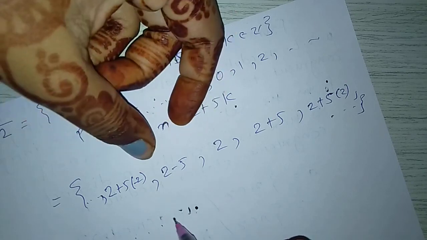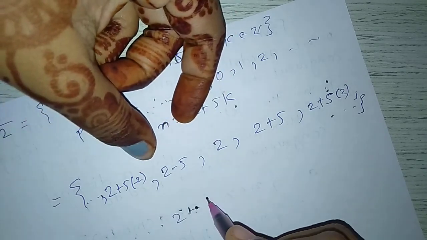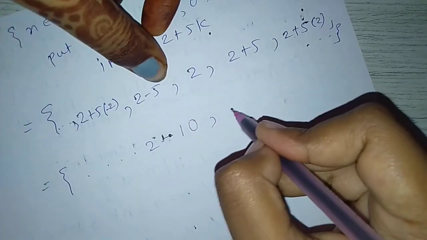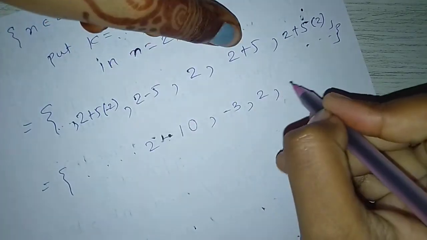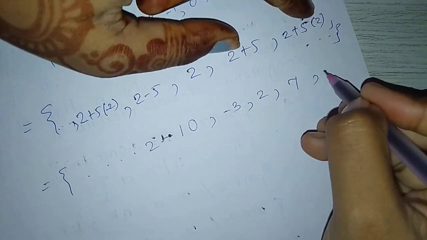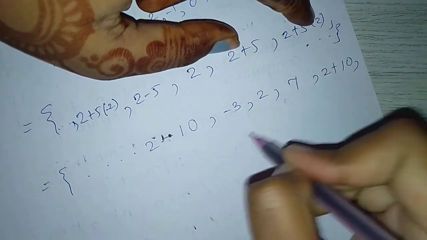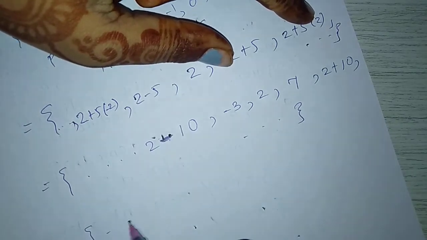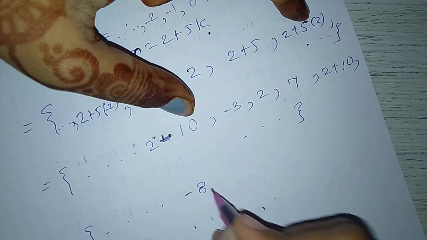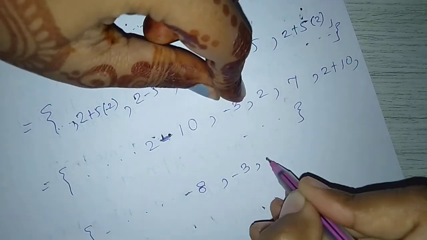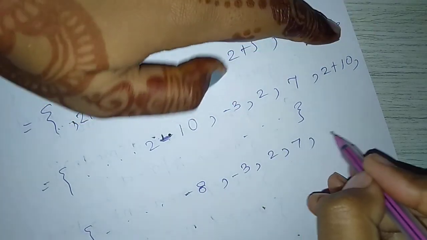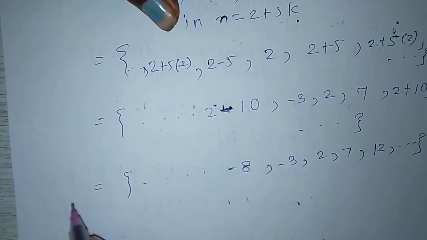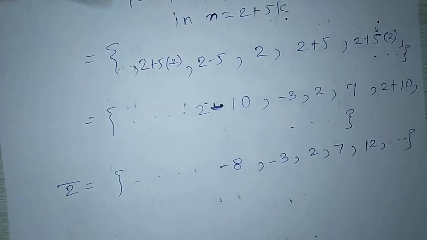2 plus 5 into -2 means 2 minus 10, 2 minus 5 is -3, 2, 2 plus 5 is 7, 2 plus 5 into 2 is 12 and so on, which is equal to so on, 2 minus 10 is -8, -3, 2, 7, 2 plus 10 is 12 and so on. This is the equivalence class of 2.